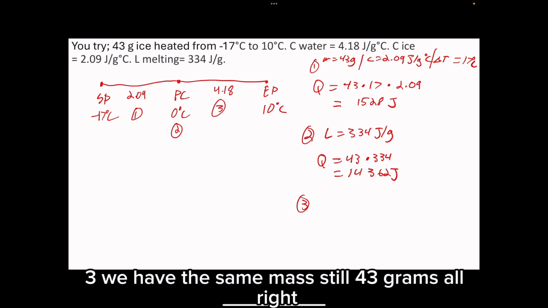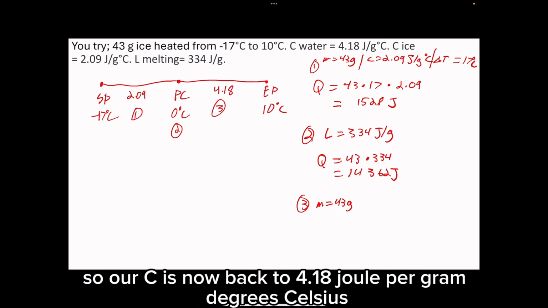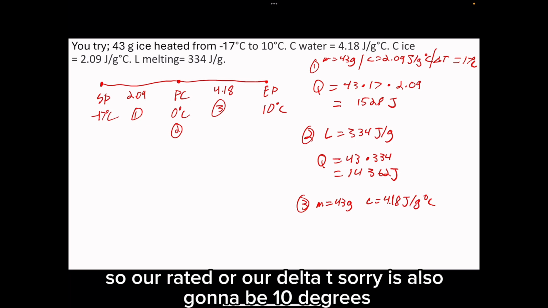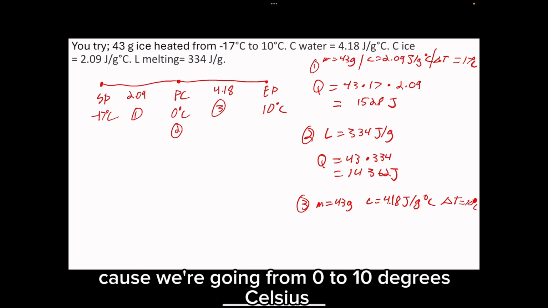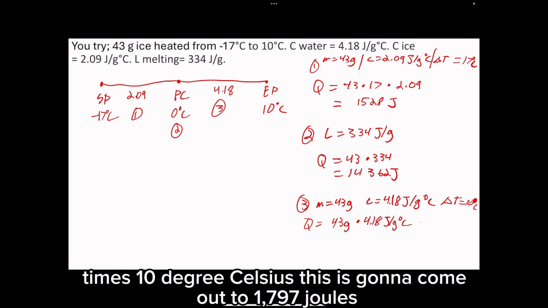3. We have the same mass, still 43 grams. I'll write it again. Now we've transferred into the water section again. So our C is now back to 4.18 joule per gram degrees Celsius. Our delta T, sorry, is also going to be 10 degrees because we're going from 0 to 10 degrees Celsius. So Q equals 43 grams times 4.18 joule per gram degrees Celsius times 10 degrees Celsius. And this is going to come out to 1,797 joules.